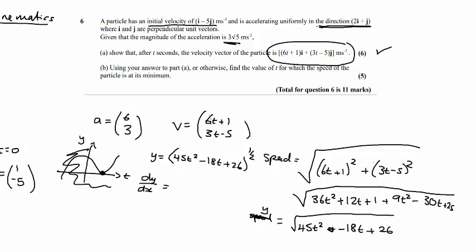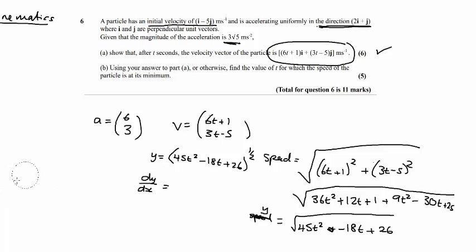Okay, so I just had a look at the answers, and actually this would have worked to differentiate. If you differentiate this and find t, that's going to be correct, and that's one way of doing it. But there is a little smarter way of doing it. We know speed equals that, but we might just square both sides, because speed is always positive anyway. So we could square it and just get 45t squared minus 18t plus 26.